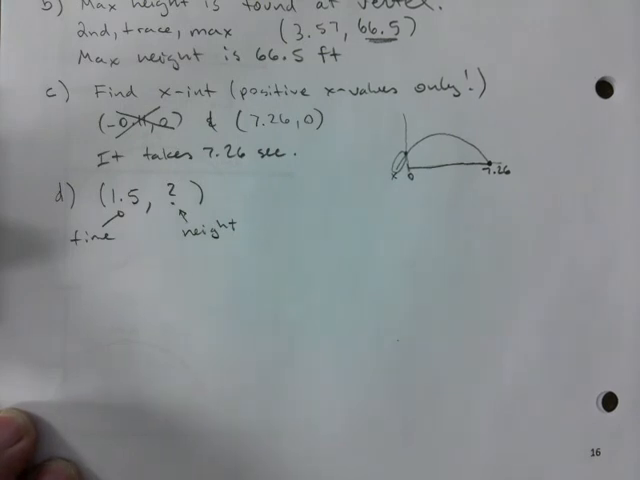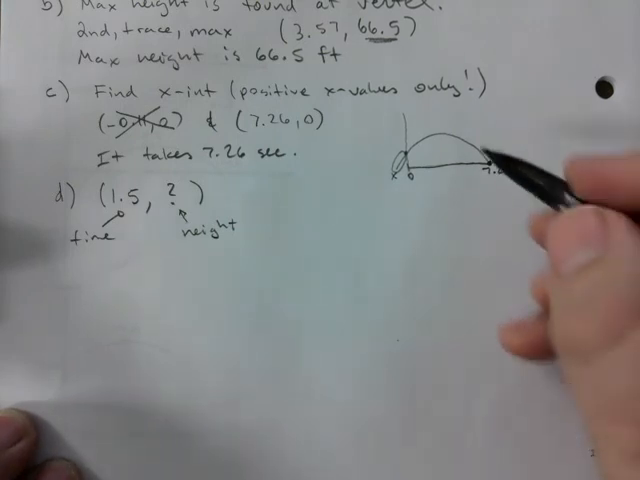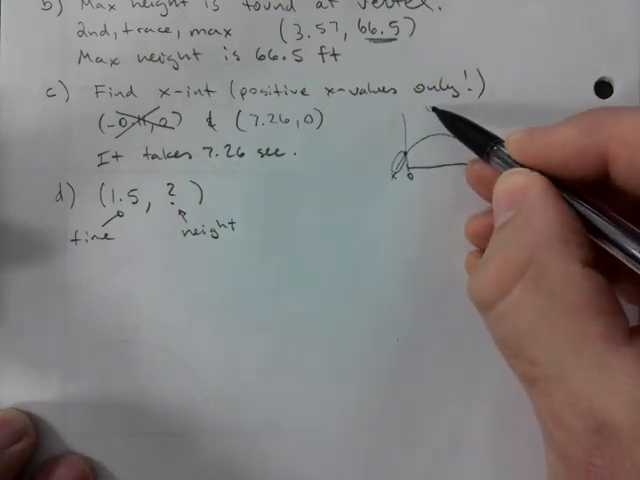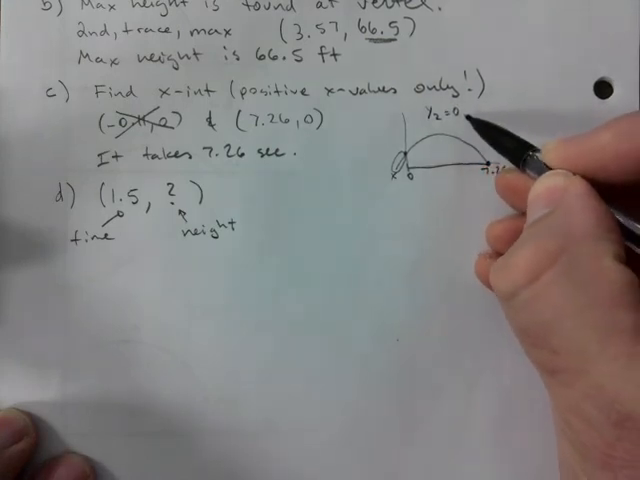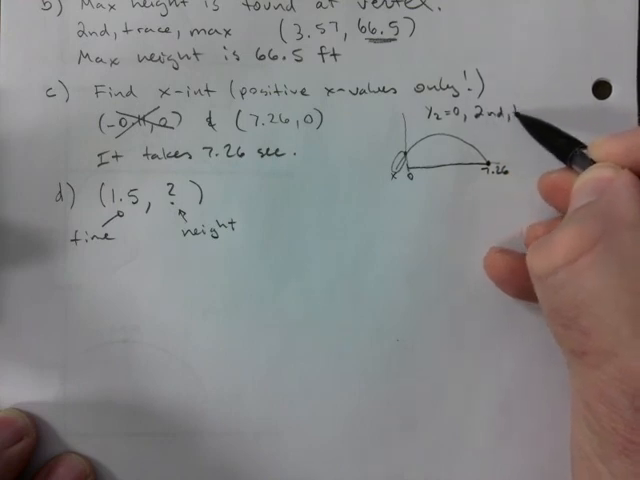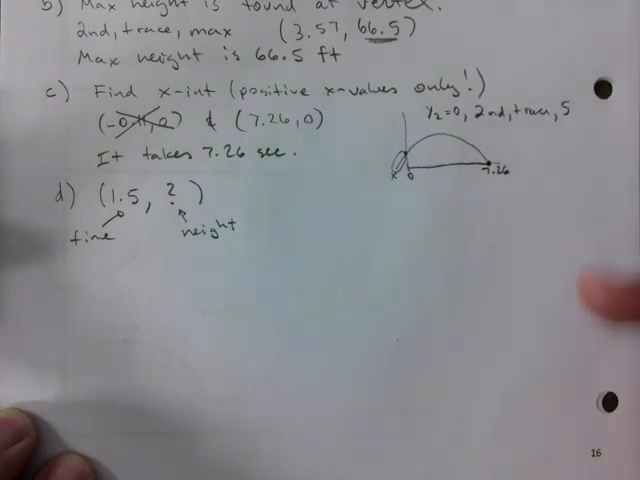Oh, I didn't do keystrokes, folks, for C. I'm always so picky with that. So y2 is equal to 0, second trace 5. Let's just add that as our keystrokes.